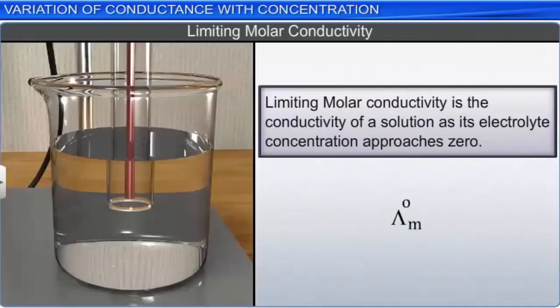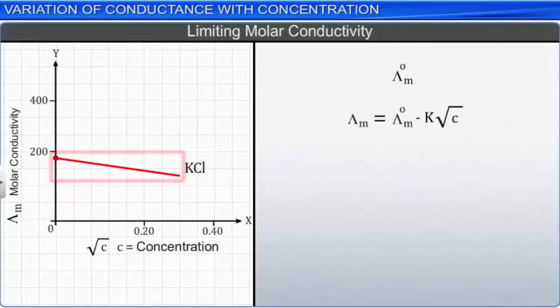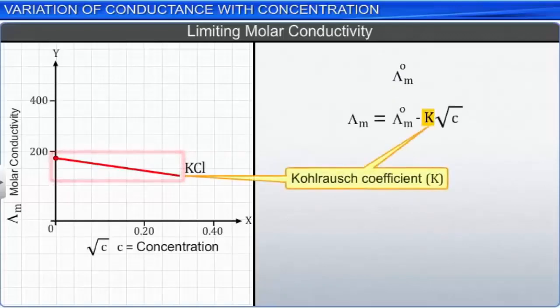The molar conductivity of strong electrolytes is weakly dependent on concentration. If we plot a graph of molar conductivity against the square root of concentration, we see that the y-intercept is the limiting molar conductivity. The slope of the resulting line is the Kohlrausch coefficient, which depends on the specific salt.